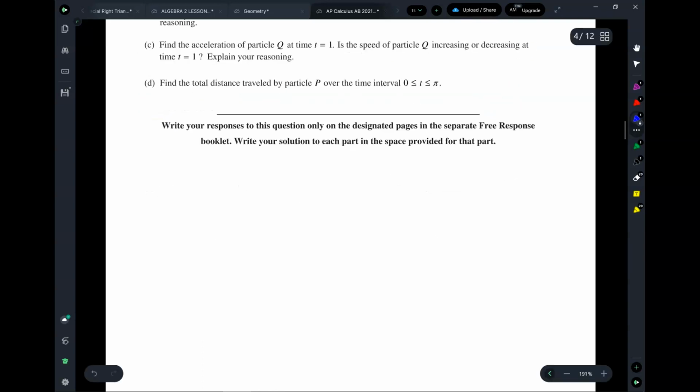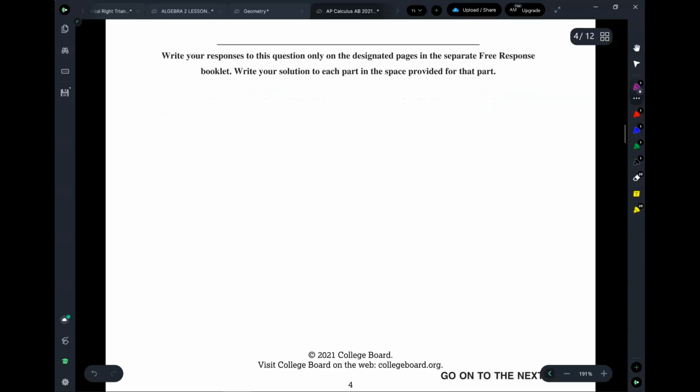Okay, well, let's see. So part A. I want the position of P at t equals 1. Now remember, this is final position. And how do we find final position? Well, it's initial position plus the integral. And this is going to be Vp of t dt.